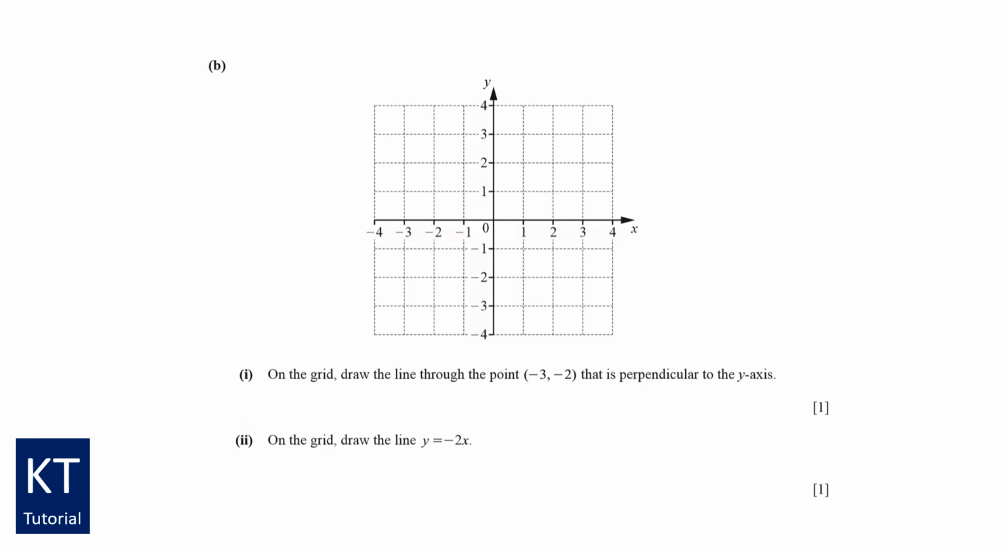Question 8b. On the grid, draw the line through the point minus 3, minus 2 that is perpendicular to the y-axis. Start by plotting the point. Next, draw a line that's perpendicular to the y-axis and cutting through this point. Next, on the grid, draw the line y equals minus 2x. This is the red line in the graph.